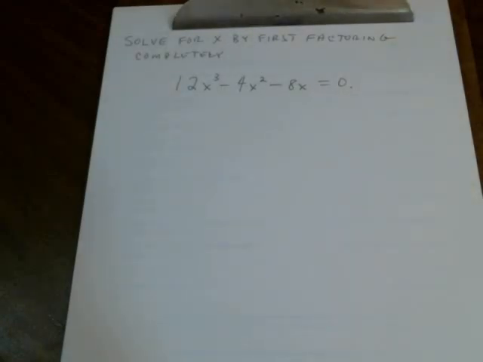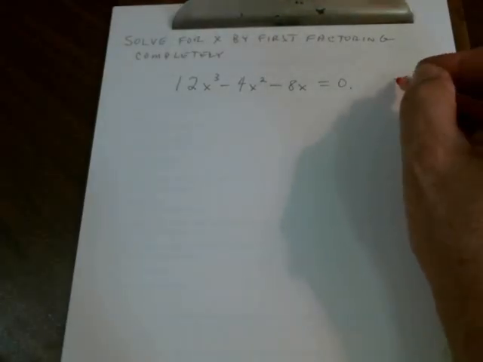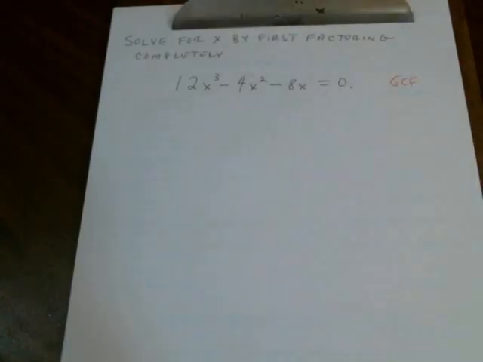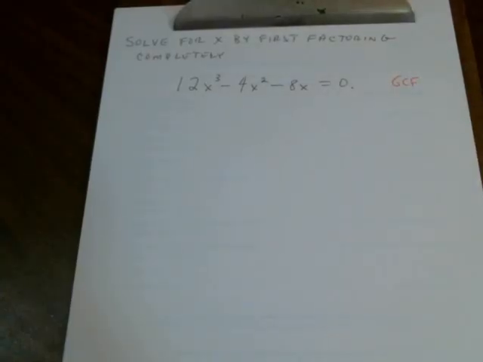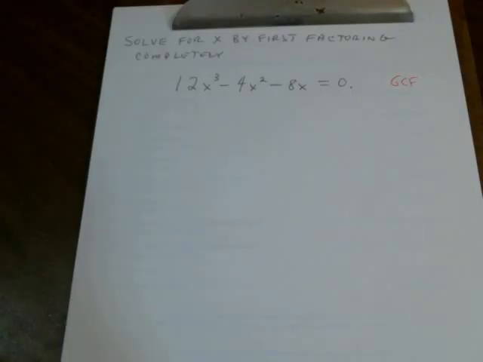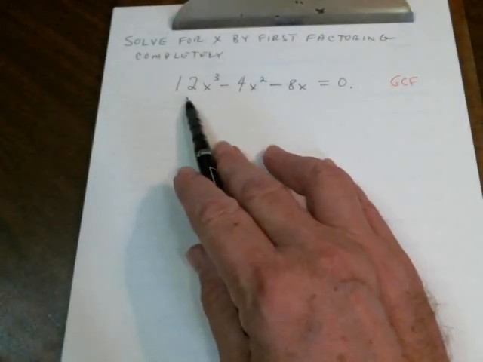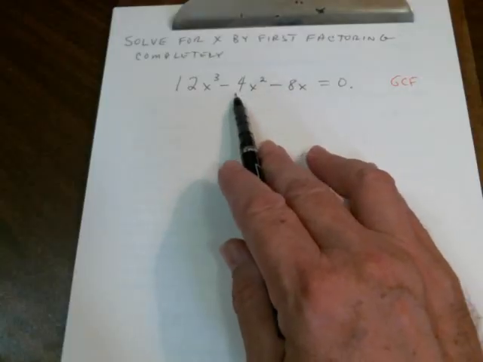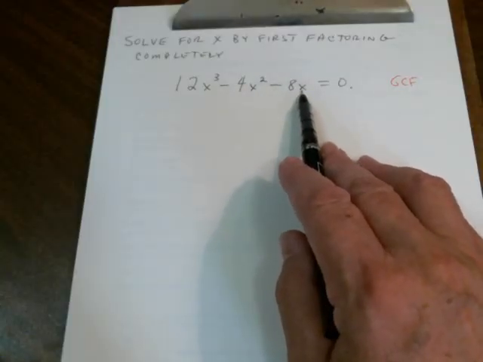Right, so another question, solving for x by first factoring completely. As always, GCF comes first. All right, well, let's see. What is the greatest common factor? And looks like 4 is part of the answer here. 4 is a common factor, and also x to the first power.